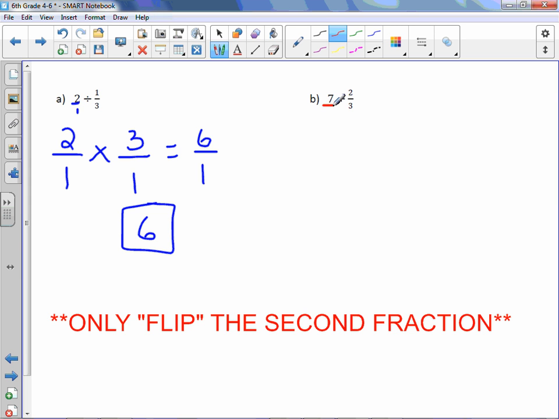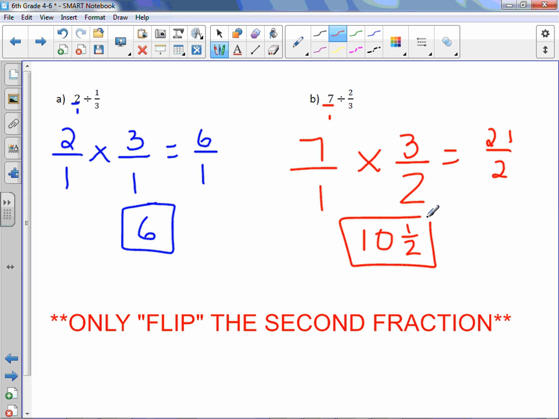Letter B, make that 7 a fraction. I will not divide, I will multiply by the reciprocal. So I kept the first number, changed it to multiplication, and found the reciprocal. And then just multiply as normal. 7 times 3 is 21. 1 times 2 is 2. Change it back to a mixed number. That would go in 10 times with 1 left over. So 10 and 1/2.